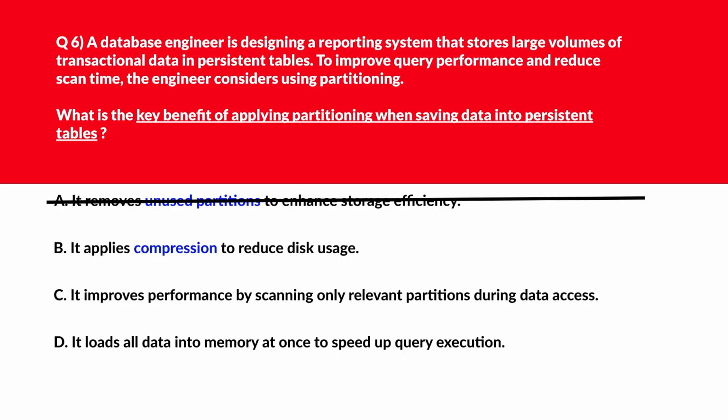B says it applies compression to reduce disk usage. Compression is a separate optimization which is unrelated to partitioning. Wrong answer. Let's move to option C. C says it improves performance by scanning only relevant partitions during data access. Partitioning enables selective scanning of relevant partitions, reducing read overhead.